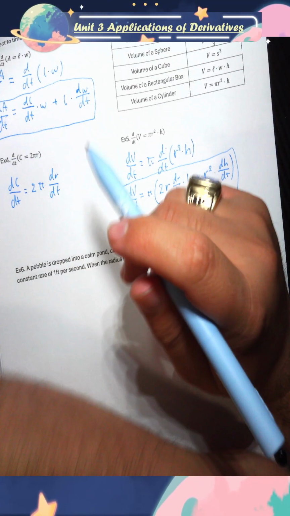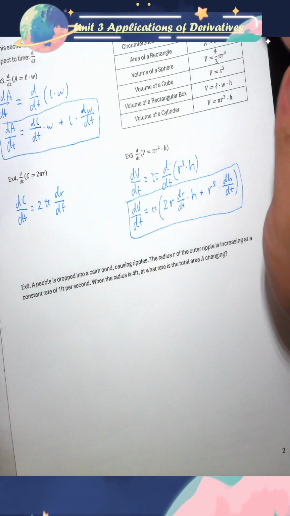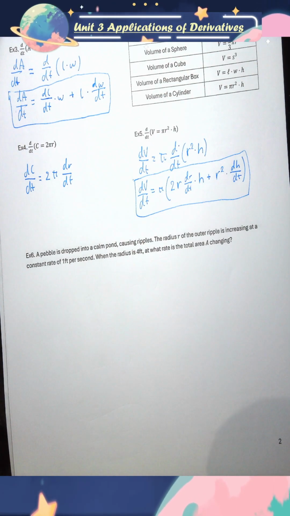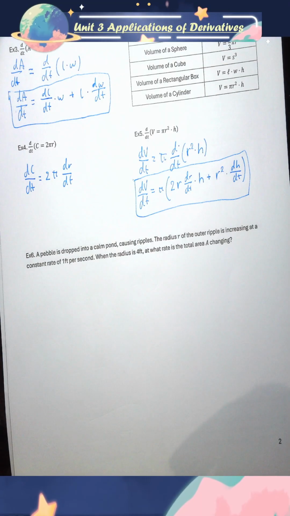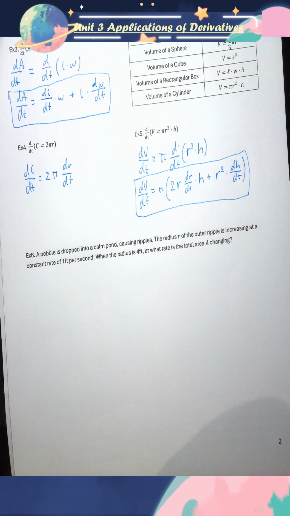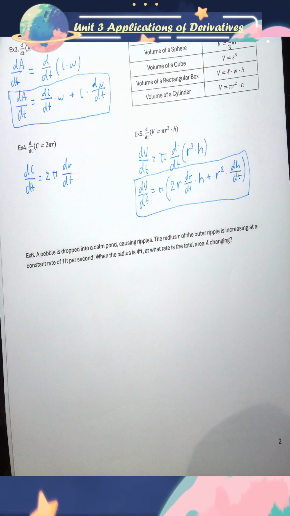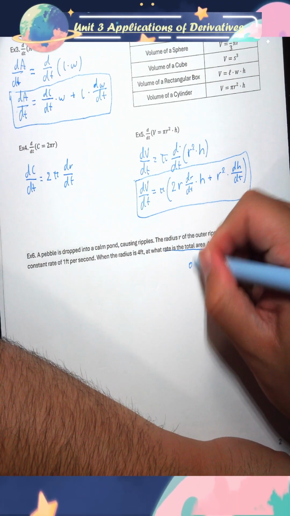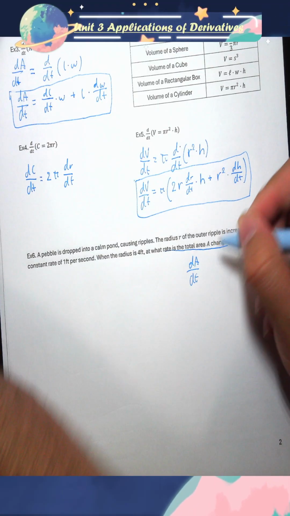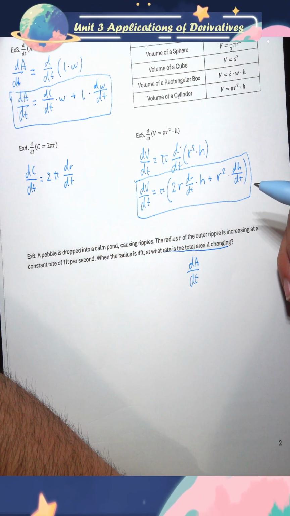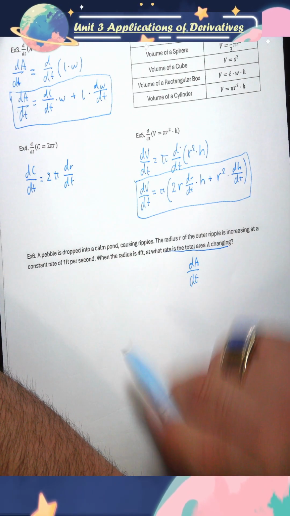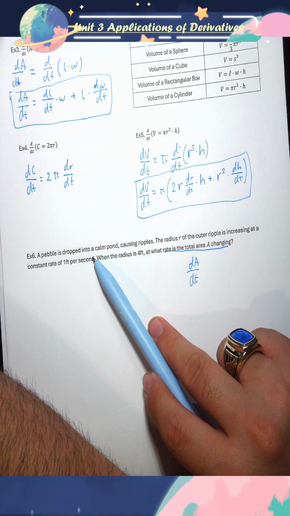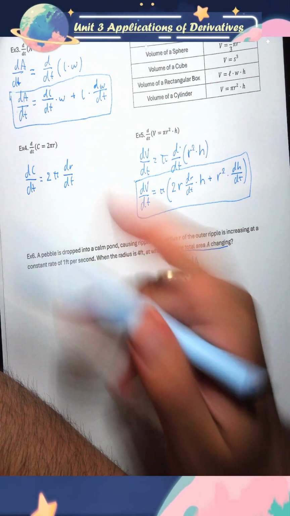Let's start. A pebble is dropped into a calm pond, causing ripples. The radius of the outer ripple is increasing at a constant rate of 1 foot per second. When the radius is 4 feet, how fast is the total area changing? So they want to know what dA/dt is. So we need that formula. What are we exactly using the formula of? Well, it's the ripples of a pond, so that must be in the shape of a circle. So the area of a circle.